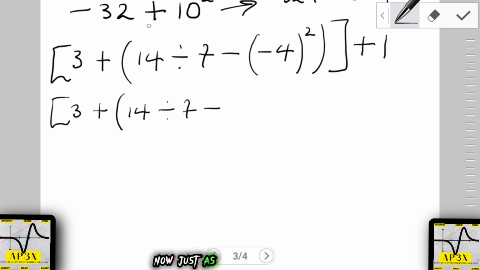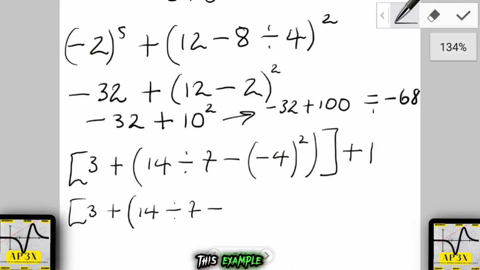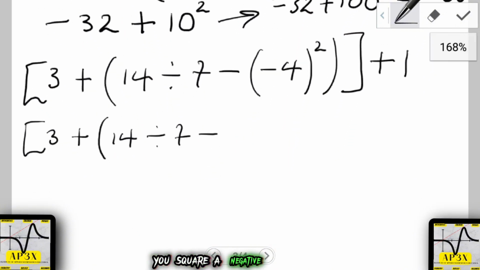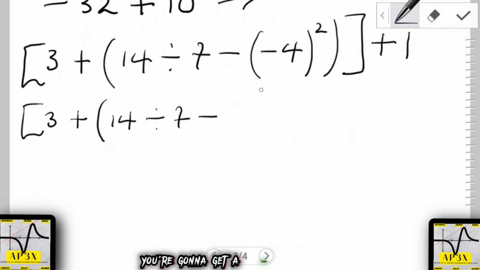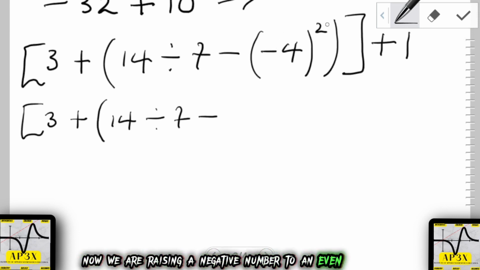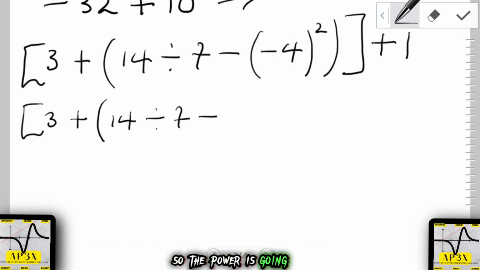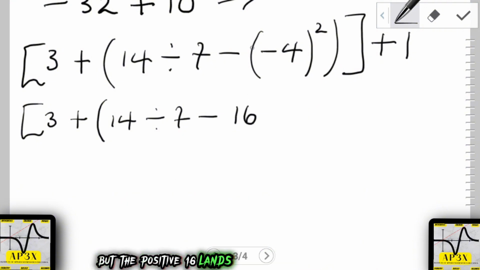Now, just as discussed before, in this example, when you square a negative number, you're going to get a positive result. Now we are raising a negative number to an even power, so the result is going to be positive. So that's going to be 16. Okay, so it becomes positive 16, but the positive 16 lands in front of the negative that was already there.